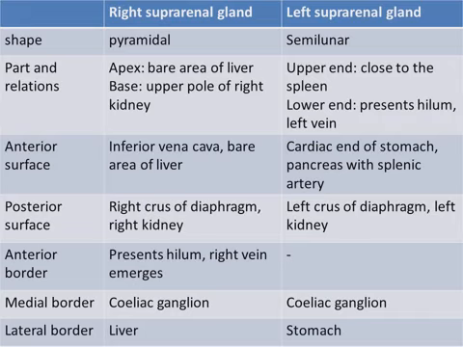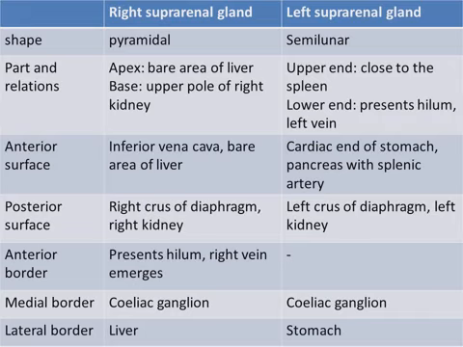Then the anterior surface of the right suprarenal gland is related with the inferior vena cava and bare area of liver, and the left suprarenal gland with the cardiac end of the stomach and pancreas with the splenic artery. Then the posterior surface is related with the right crest of the diaphragm and right kidney, and the left suprarenal gland is related with the left crest of the diaphragm and left kidney.